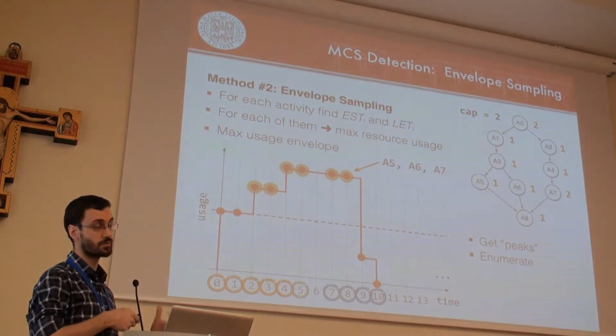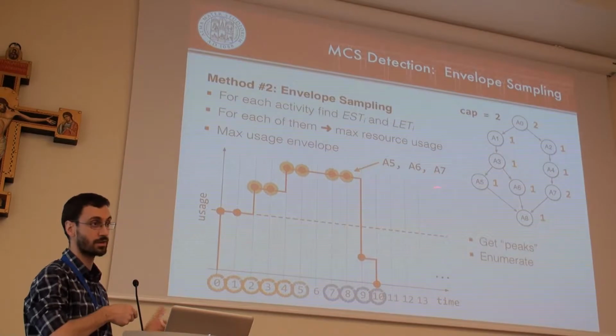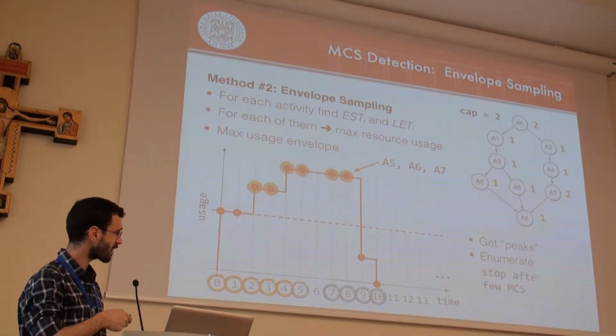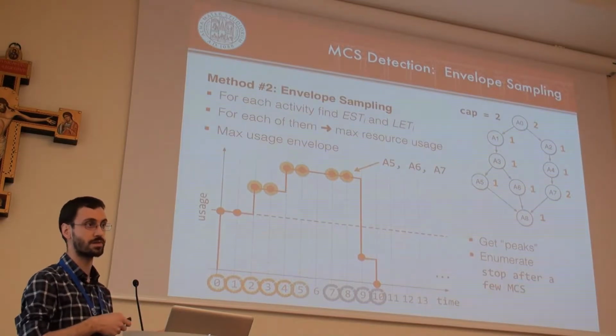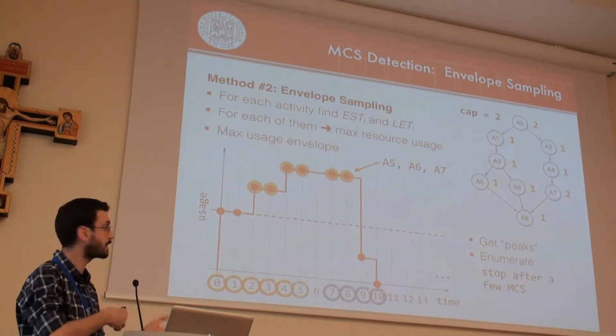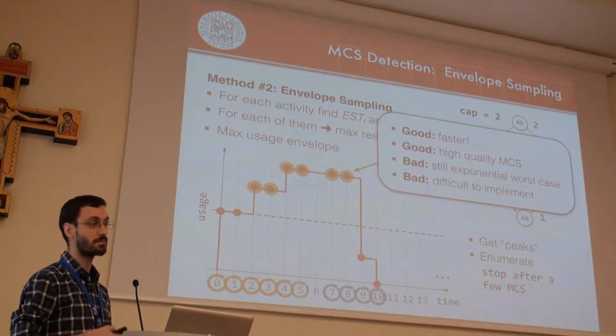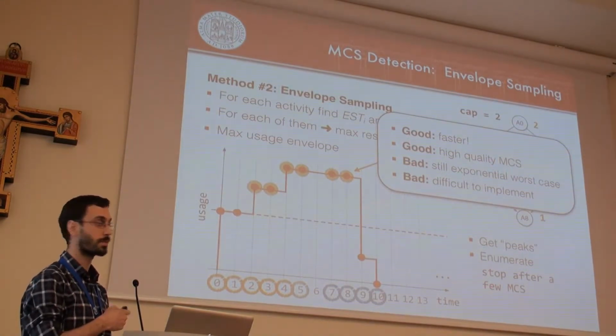Obviously this will be much faster than previously because we are considering a smaller subset, and in order to be even faster, we stop after considering a few MCS. So we try to contain the complexity in this way. So what is good about this? It is much faster than the previous algorithm.